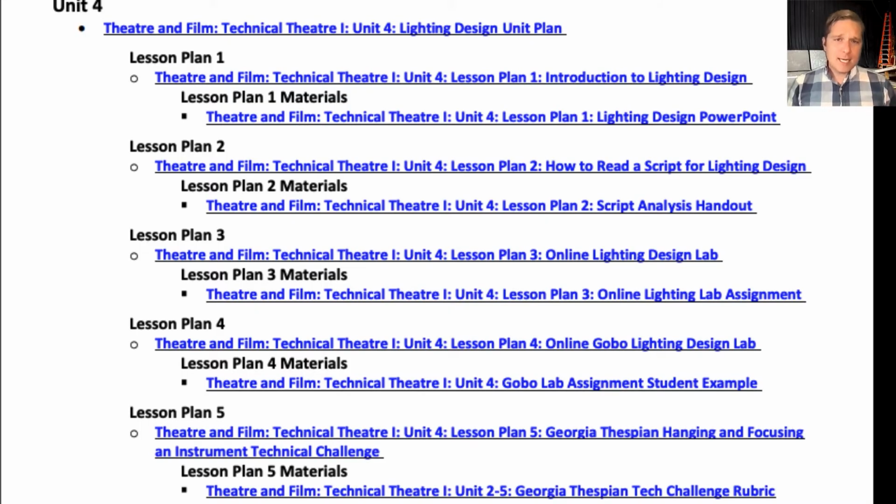So this setup is very much the same as the others in the teacher resources found on the Georgia Fine Arts page or in the TRL. This is Unit 4 for lighting design. There are 5 lighting lesson plans associated with this, and we're going to take a look at that basic overall structure. So the first lighting design lesson plan is all about getting basic information about what lighting design is. So we will take a look at what one of those videos looks like now.